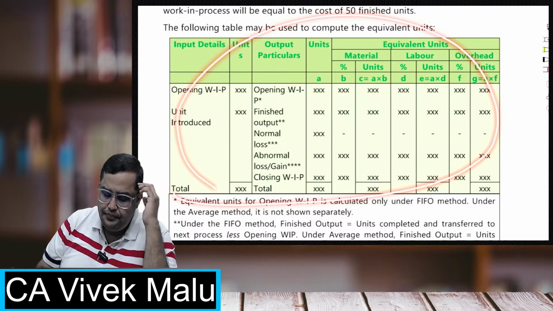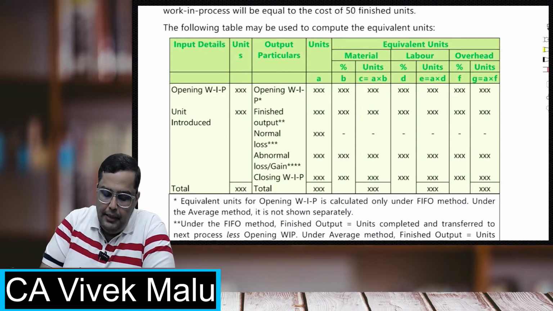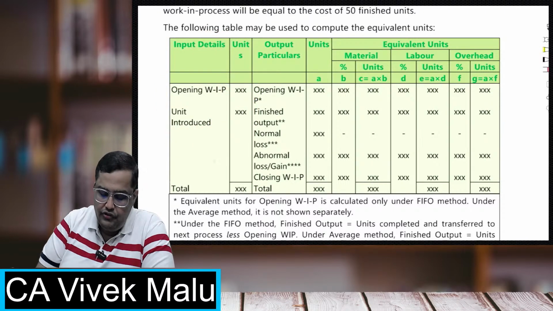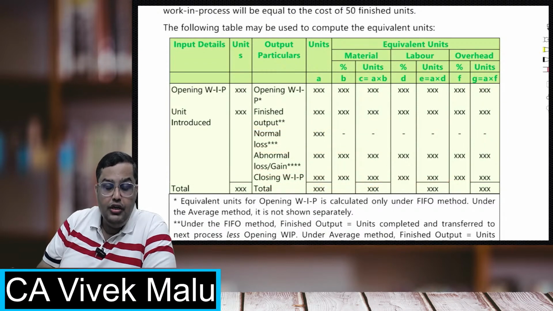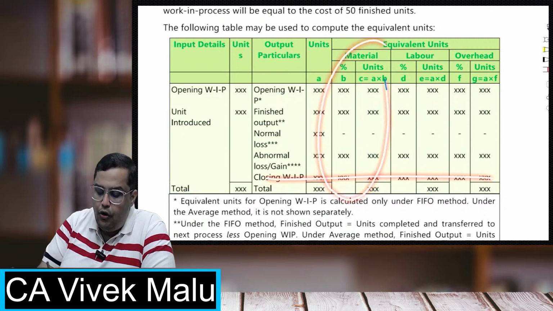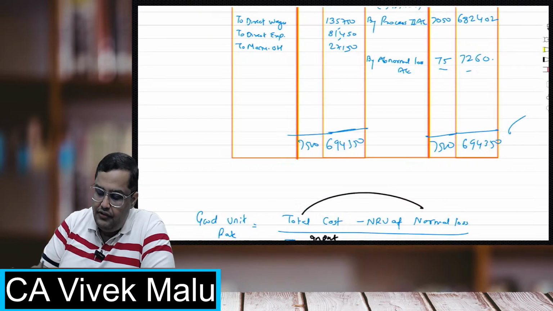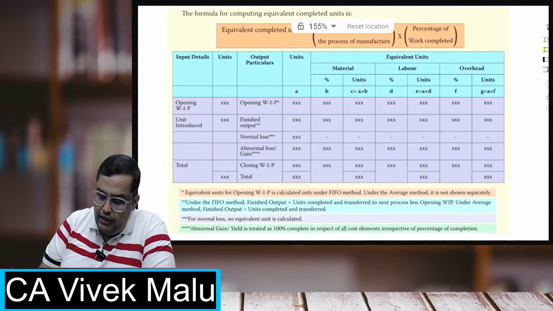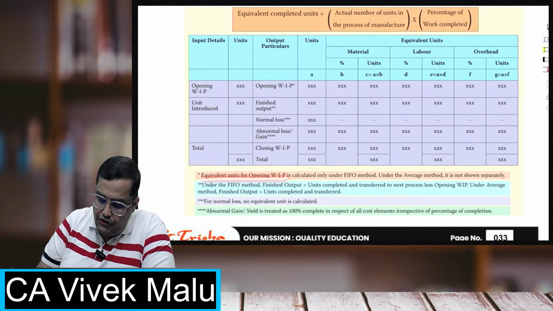This is a complete analysis of the quantities. This is entirely a quantity chart. So input, how many quantities in units, obviously opening WIP how much, and units introduced in the process how much. Output quantity: from opening WIP how much is prepared and transferred to the next process, from finished output, a new finished output is how much, normal losses how much, abnormal losses, gains, closing WIP. Here you have to write by what percentage they are completed and how many units equivalent. You have to do this whenever there is some closing WIP. Now students, as you can see, this is the chart which we normally follow, but there are some rules. So what are the rules? Equivalent units for opening WIP.